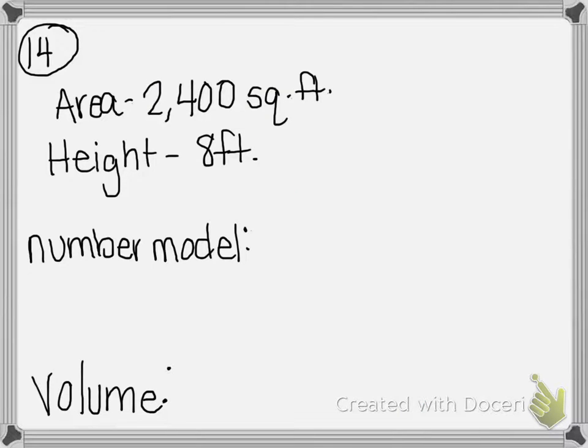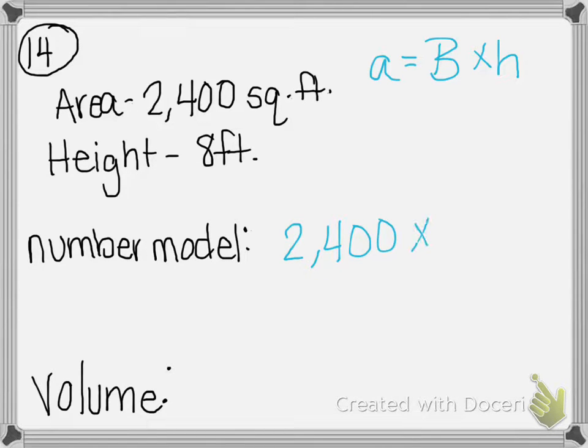Number 14 says, a rectangular one-story house covers an area of 2,400 square feet. The ceilings are 8 feet high. What is the volume of the interior of the house? So again, when we find volume, we have the area of the base times the height. So we know the area of the base is 2,400 square feet. We have to times that by the height, which is 8 feet, which is our number model. So to actually find the volume, we have to solve the problem.